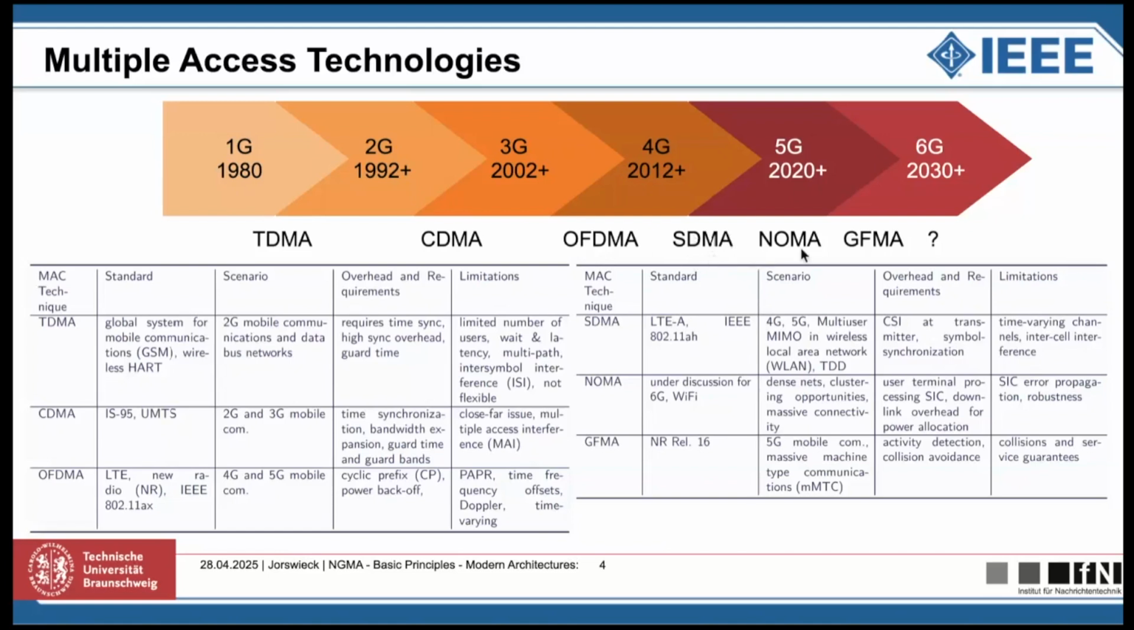In 5G, NOMA was standardized for the uplink transmission, and now in 6G, we are again considering NOMA for the downlink transmission. And as a very new development, there are also other schemes called uncoordinated multiple access schemes like grant-free multiple access, which has been standardized in the 5G New Radio Release 16.